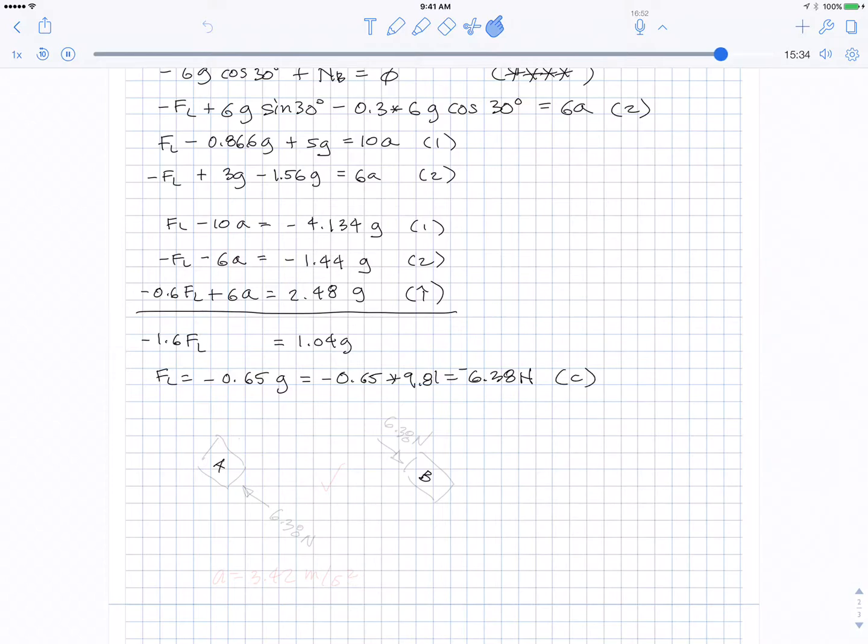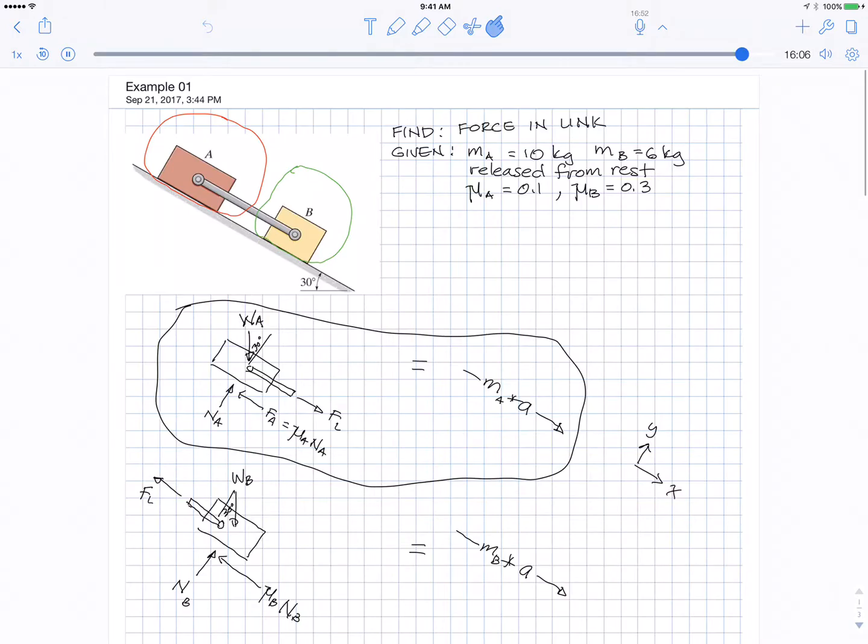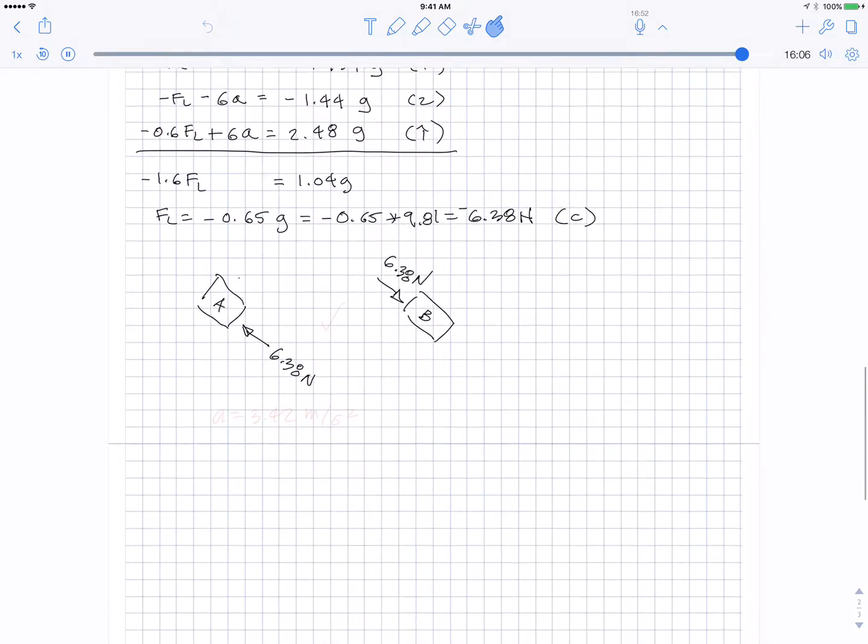So there we go. Drawing that in, it's going that way, 6.38 newtons, and it's going this way. Thinking about it, that makes sense because A is heavier than B, and A has less friction than B, so A is pushing down on B. So that makes sense.